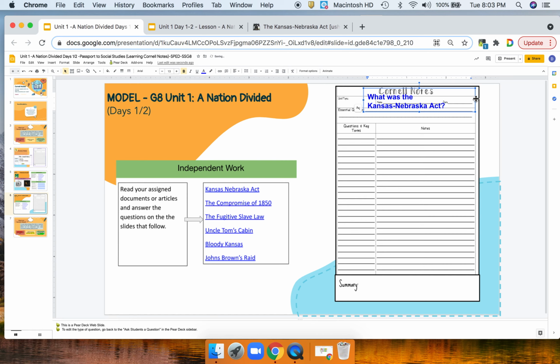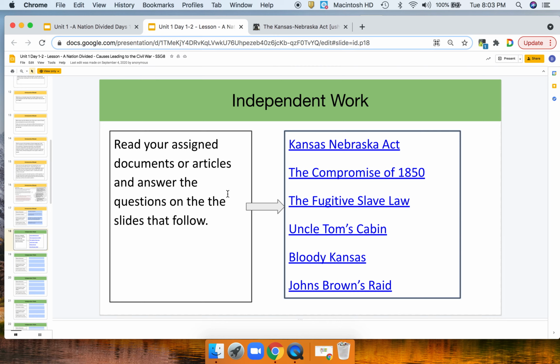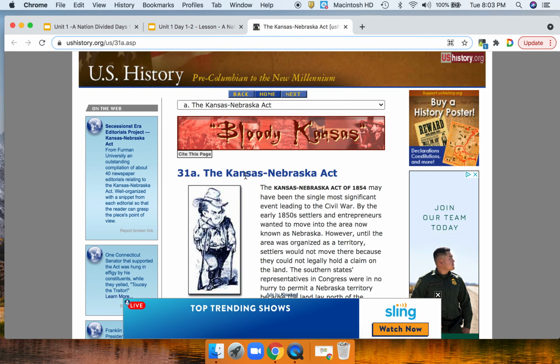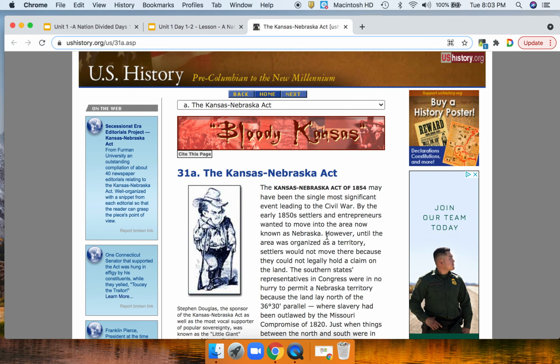And this question is going to remind me what it is that I'm looking for, what kind of information it is that I'm actually looking for. So I'm not jotting down information that doesn't connect to my topic, for example. So let's take a look at the resource. This is the lesson, days 1 through 2 in Unit 1. And I'm going to click the Kansas-Nebraska Act, and it's going to take me to this resource over here.